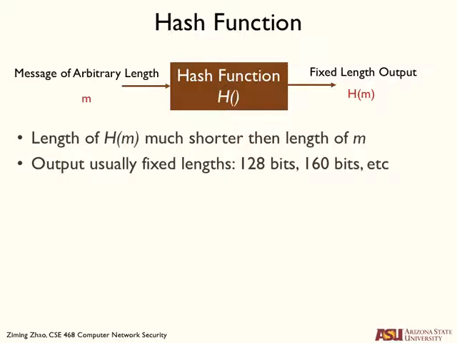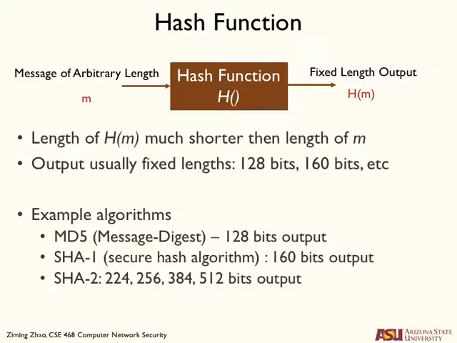And currently, the hash functions we are using normally have an output of 128 bits or 160 bits. SHA-2 has a longer output. Even though this is still a very large space, if you remember IPv6, the IP address has 128 bits. It's still huge, but compared to the infinite input space, this is very small.